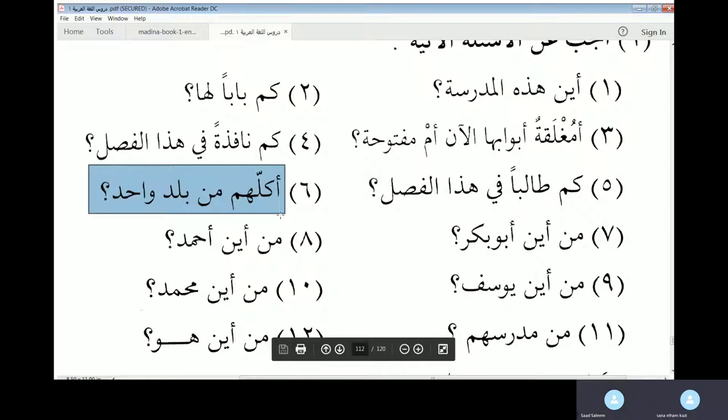Are they all from the same country? La, kulluhum min biladin mukhtalifatin. This time you will use a plural word. La kulluhum or la hum? La kulluhum. Kulluhum means all of them. Hum is they, and kulluhum is all of them. Okay.